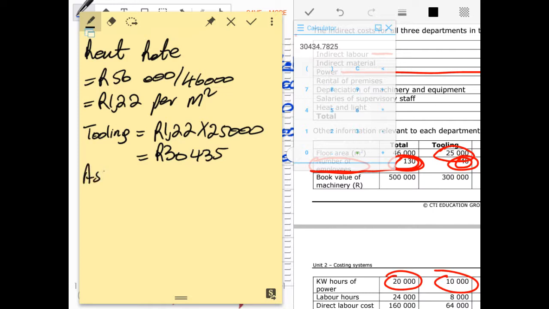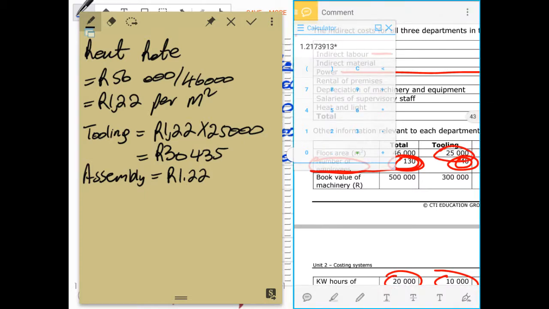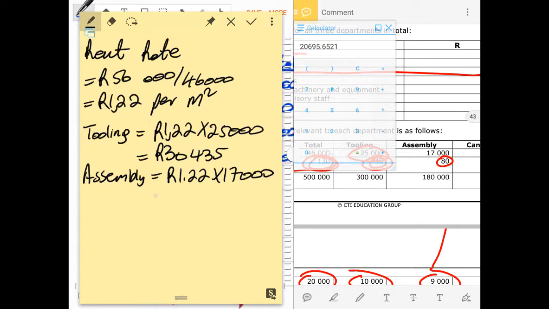30,435. Then we allocate for the assembly department. For the assembly department, 1 rand 22 cents, which is from the 56,000 divided by 46,000, times by the 17,000 for the assembly department, and that gives us 20,696.